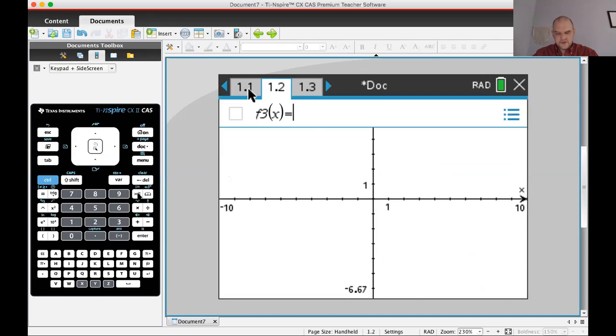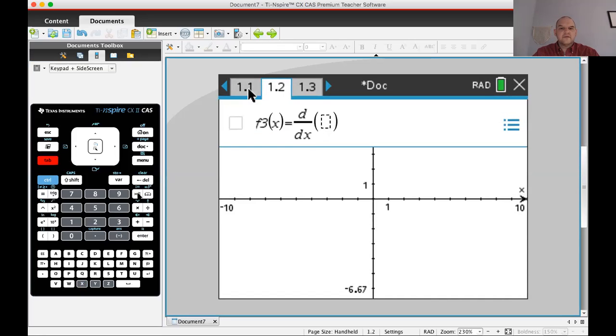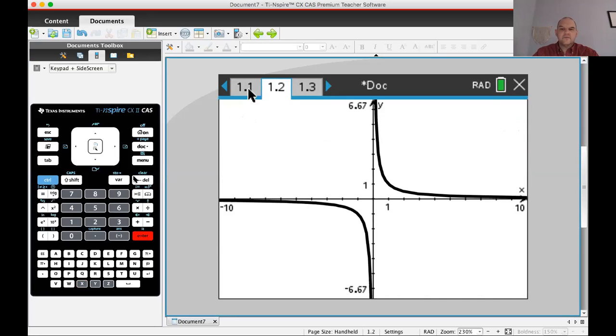Let's take a look also at the derivative of natural log of x while we're here. So the derivative of natural log of x with respect to x. Natural log of x is control and then the e to the x key if you want it. Press enter. So this is really interesting because this is wrong. And that's something you just need to be aware of.